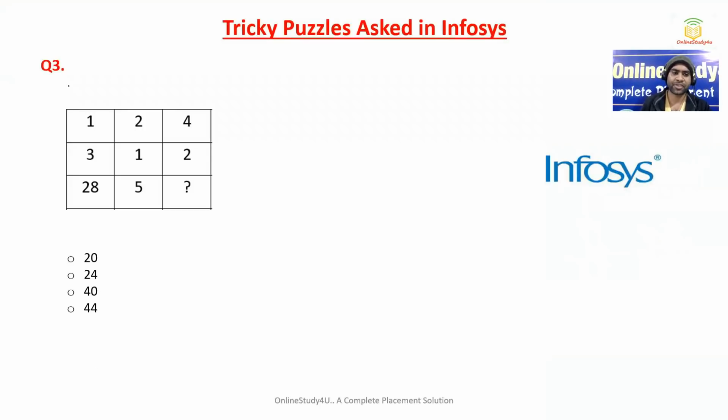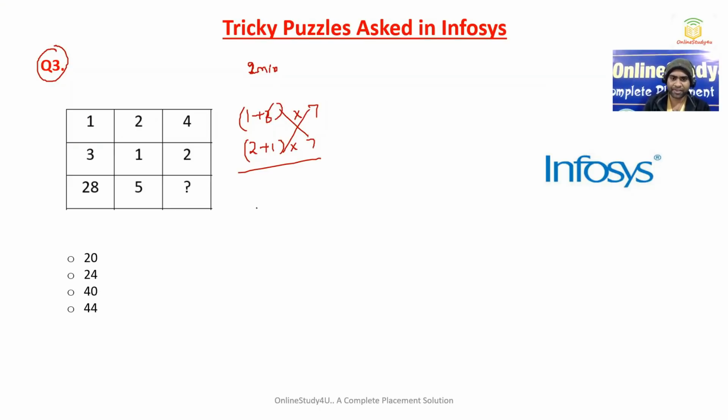Now, next question is question number 3. So again, first try to solve it by yourself. Take 1 minute of time or maybe 2 minutes. Now 1 3 28. So many of you will think, 1 plus 3 will be 4 and then multiplied by 7. Same logic should also get applied here, 3 into 7 will be 21. No. So this logic is not happening.